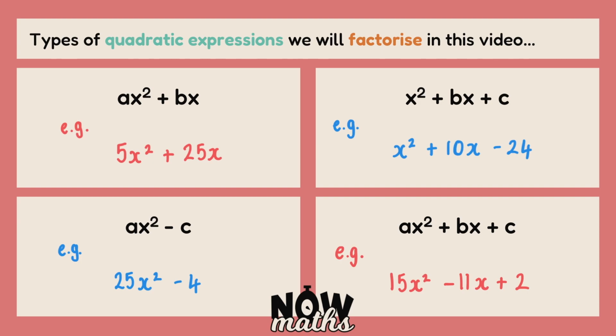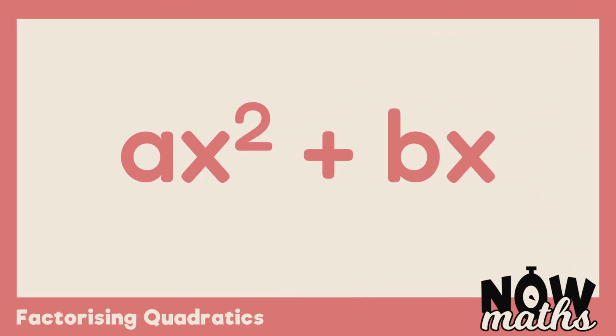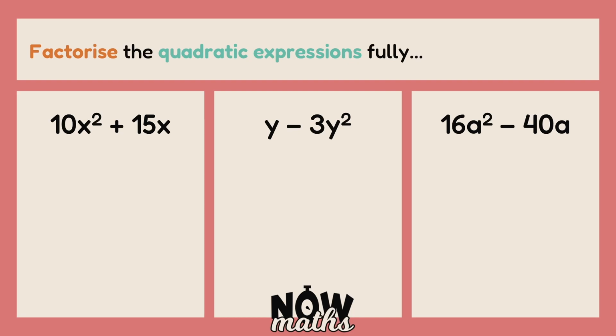Now, let's get started. So we're going to start by looking at quadratics in the form ax squared plus bx. This quadratic only has two terms and it's one of the only kinds of quadratic that factorises into a single bracket because there is a common factor of x in each of the terms. So we're going to start off by factorising the quadratic expressions on screen fully. To factorise something fully, we need to make sure that we take out the highest common factor in each case.